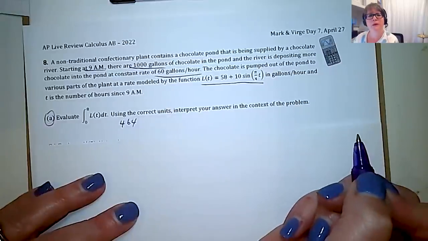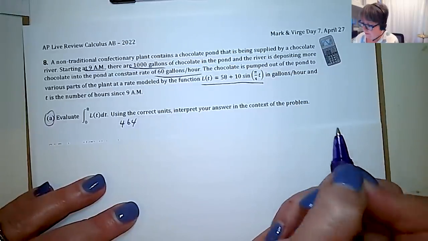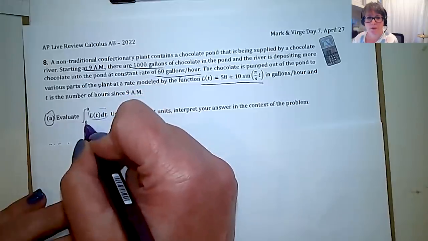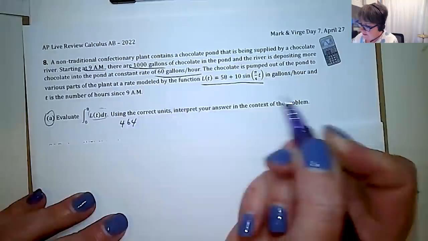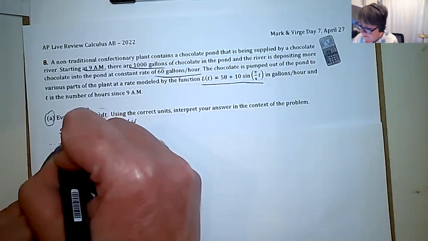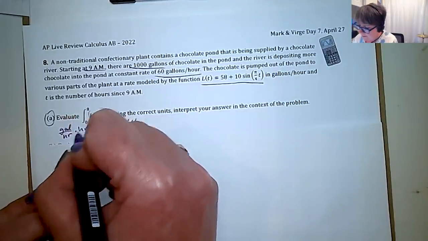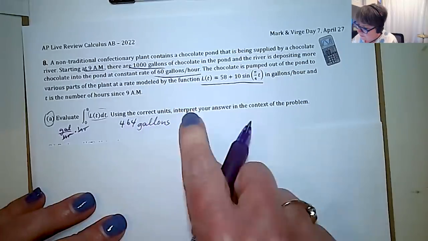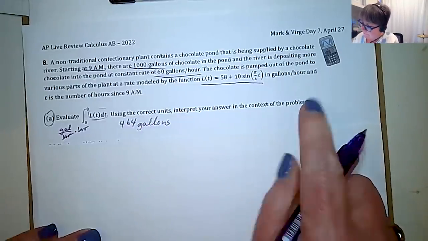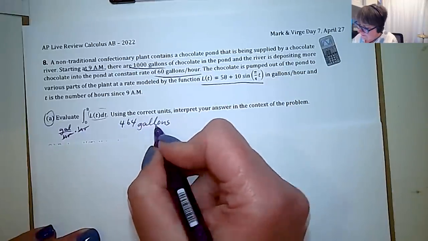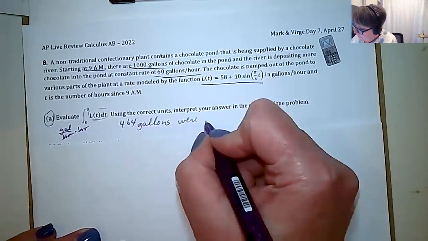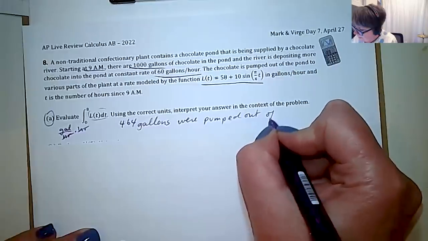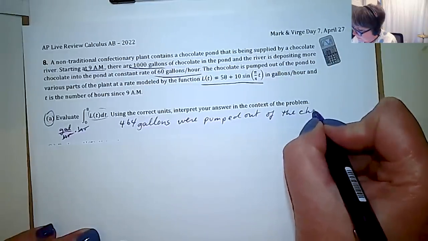Now, what would this be using correct units? Well, I just took this rate and I multiplied it by this width, basically from 0 to 8. So I took my gallons per hour and I multiplied it by hours. So I came up with gallons. Interpret your answer in the context of this problem. 464 gallons maybe were pumped out of the chocolate pond.